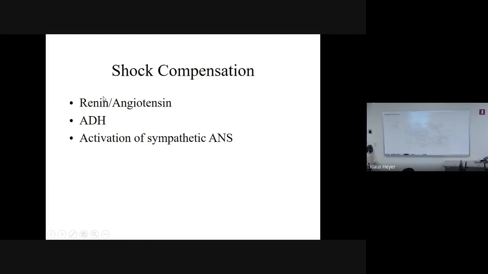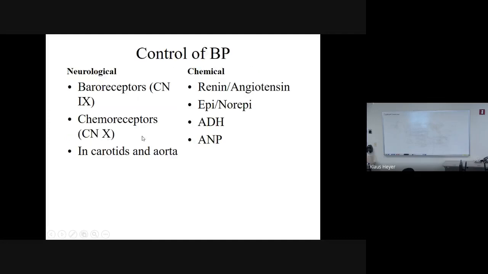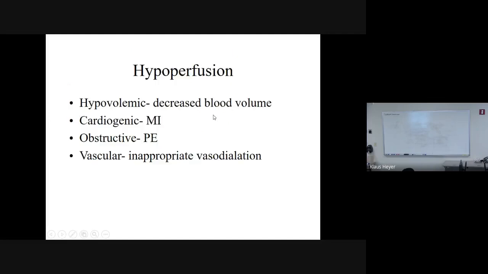See? This is the same thing. These 3 things, same thing. So how does your body compensate? Just think of any ways that your body might want to raise blood pressure. That's your answer. And what people do in the field to treat shock is the same thing your body does. We give epi. It's going to make your heart beat faster. It's a vasoconstrictor.